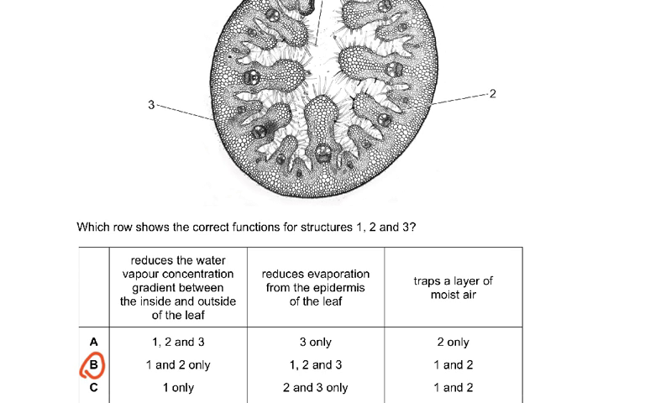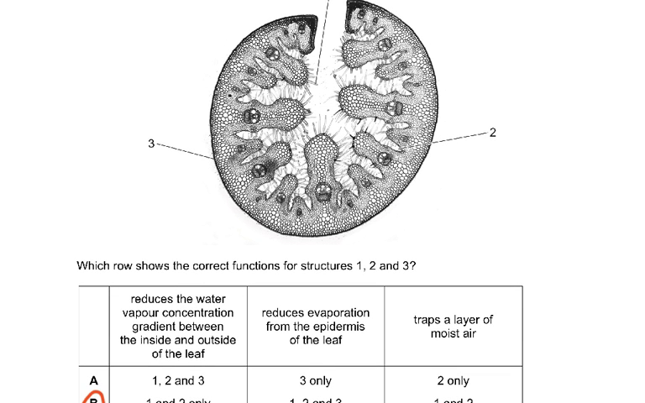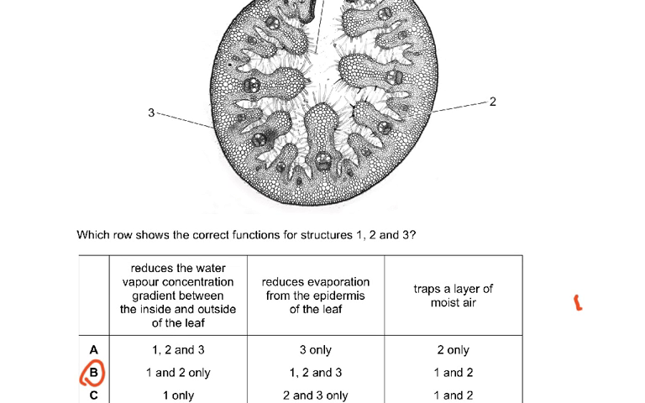Why is the answer B? Reduces the water vapor concentration gradient between the inside and outside of the cell. So 1 is the trichomes or hair which trap the water vapor. And 2 is that space which is not going to allow water vapor to move out, so the water vapor will collect there. Then, reduces the evaporation from the epidermis of the leaf: 1, 2, and 3 all reduce the evaporation.